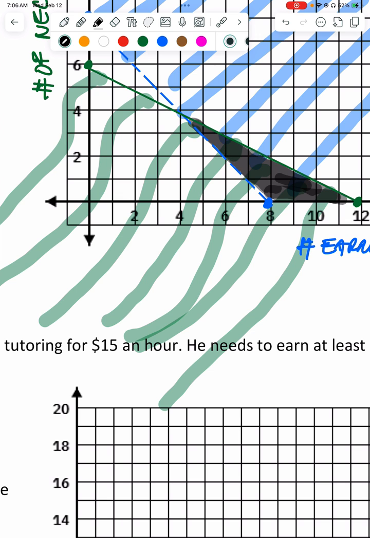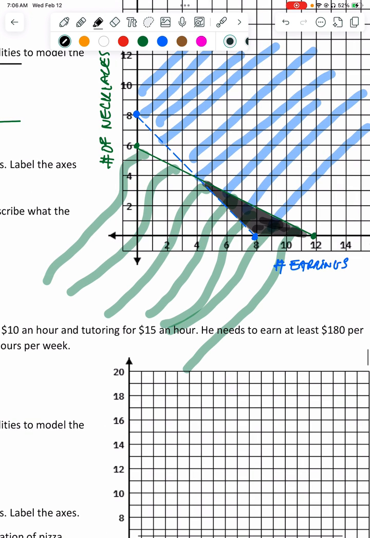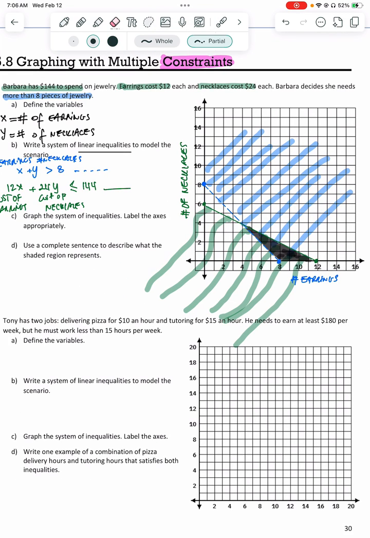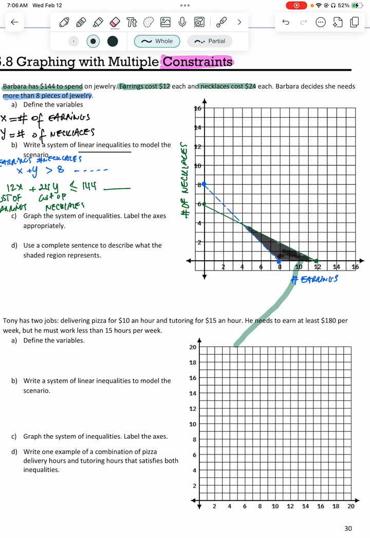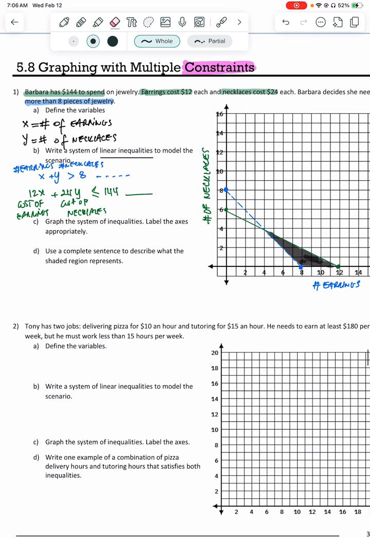And then I can either keep the other lines or erase them. If I want to erase them, that's fine. I can go and erase each one of them. And now I can see that this is really the final answer. This is where the two inequalities overlap, where the two meet.